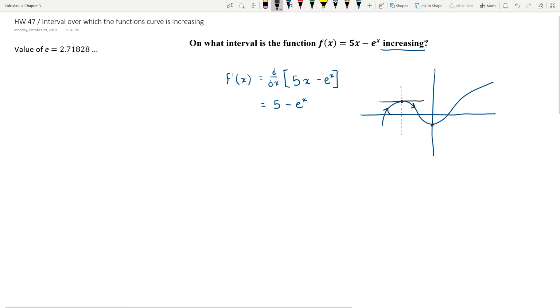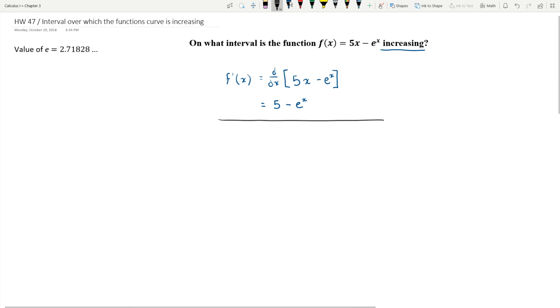We would have another one here as well, where it is changing position again. So in order for us to find that change in position, we're essentially asking at what point on this function's curve is there a 0 slope, no slope, no change. In order to do that, we need to set this derivative equal to 0. So we take 5 minus e to the x is equal to 0.